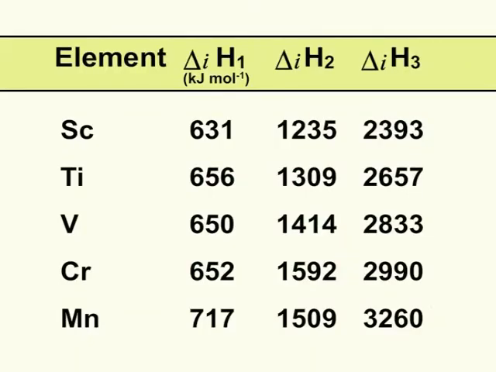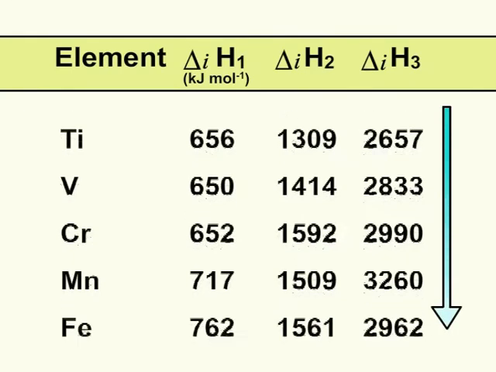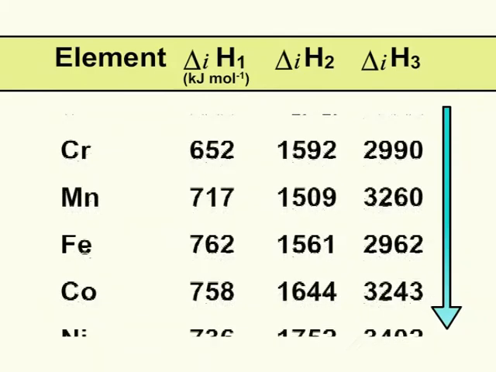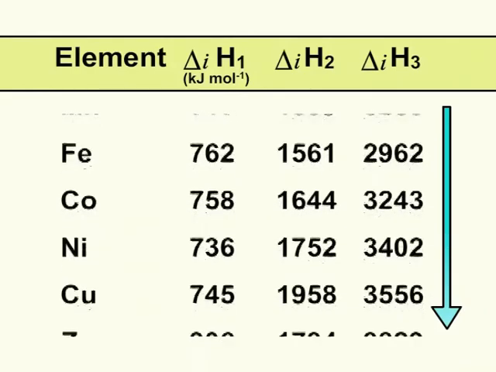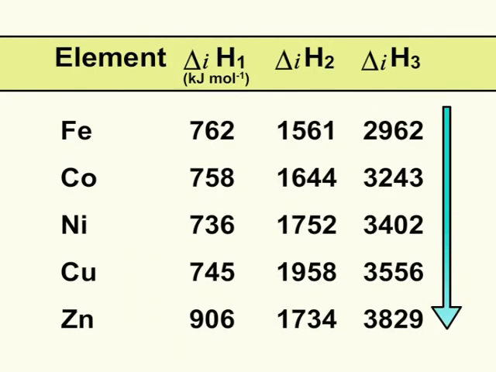The values of first ionization enthalpy, second ionization enthalpy, third ionization enthalpy for elements belonging to first transition series are shown in the table. In the transition series, the ionization enthalpies increase from left to right. However, the gaps in the values of two successive elements are not regular.